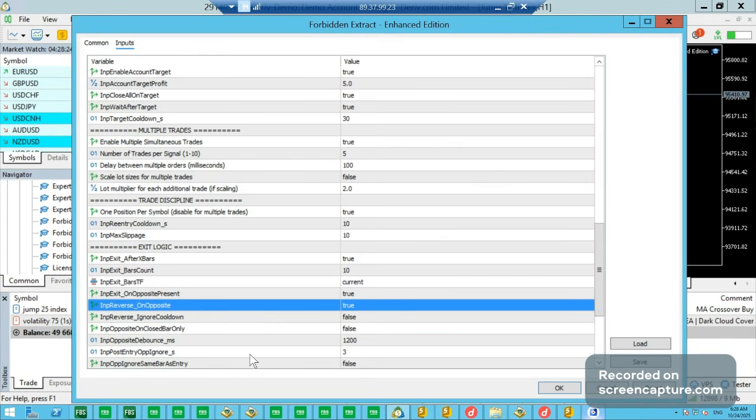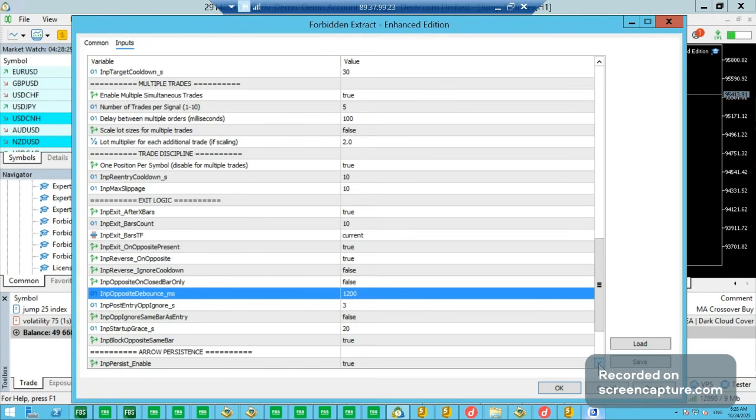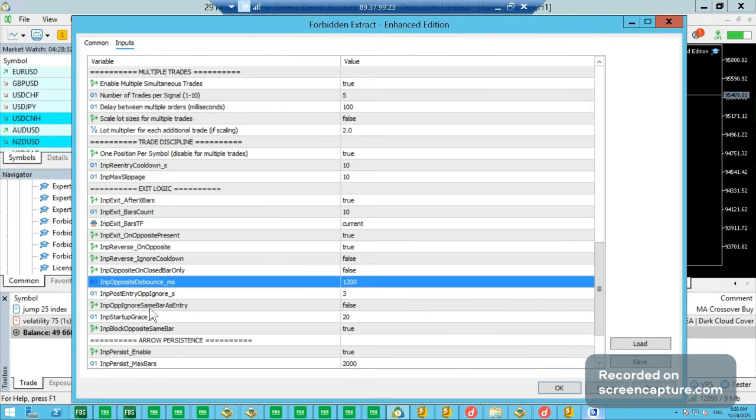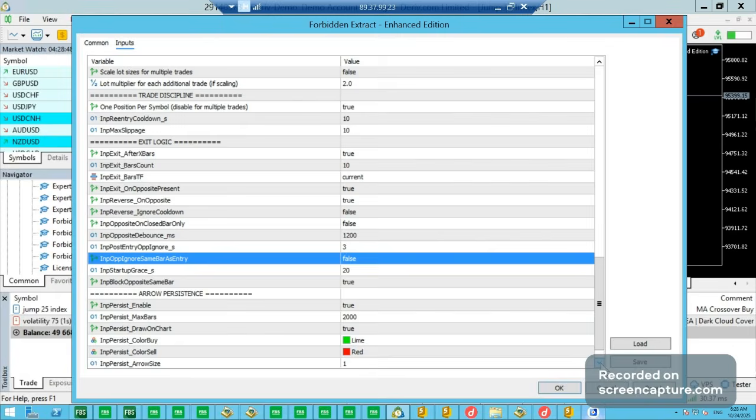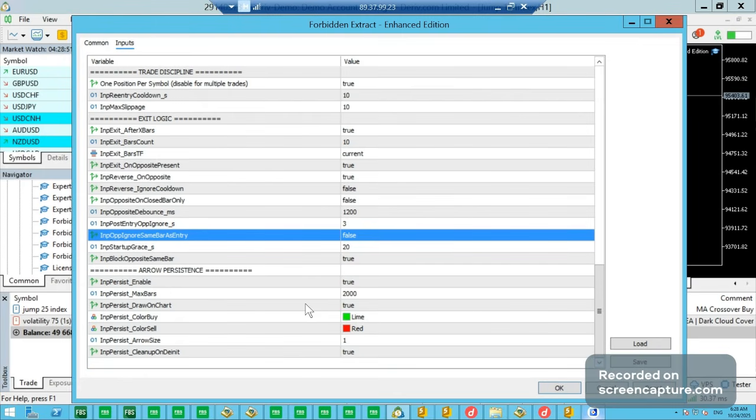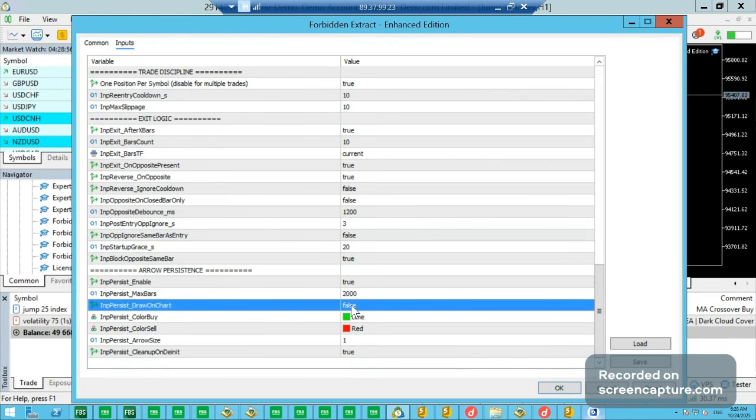Input opposite debounce, that is milliseconds. You leave this one at 1200, that is 1.2 seconds. Input post entry ignore. This is in default setting. So input ignore same bar as entry. Just set it as false. So this one, leave it the way it is. So if you want the arrow to show, input persistent draw on chart, you set this to true. I mean, if you don't want it to show, you set it to false.